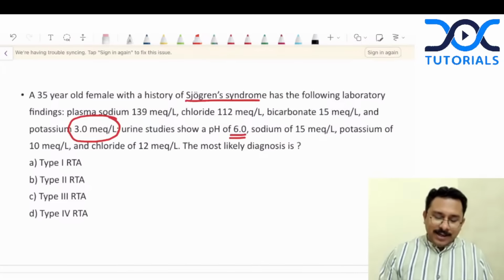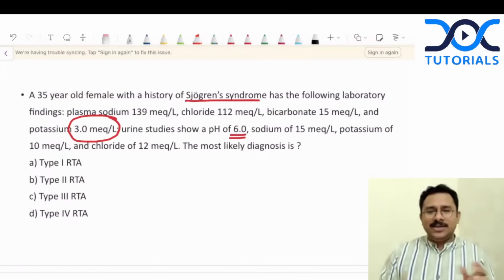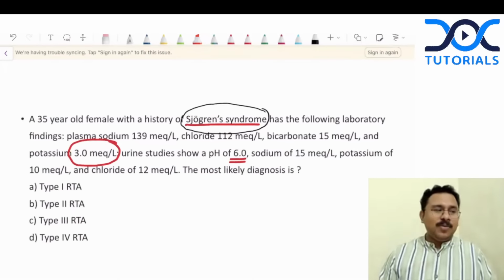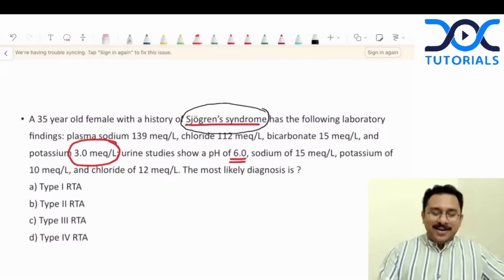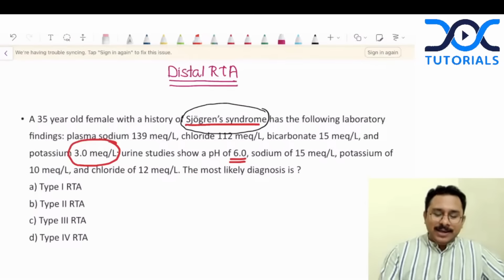Now, they're asking about the most likely diagnosis. And I've always told you in my rheumatology lectures, as well as nephrology lectures, when you have a patient with Sjogren's syndrome developing hypokalemia, one important consideration that you should have in mind is the distal RTA, also known as type 1 renal tubular acidosis. Okay, so let us see if it is a distal RTA itself.